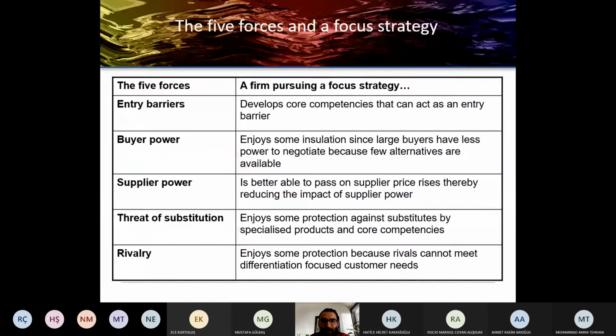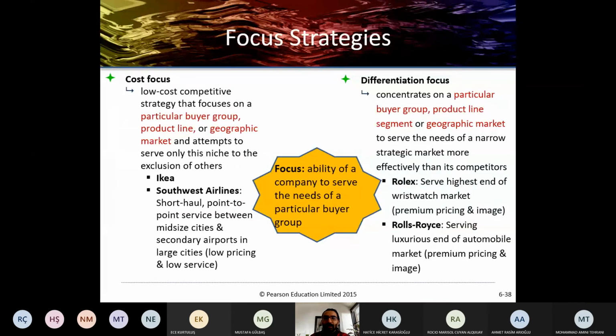Are the differences between cost leadership, differentiation, and focus strategy clear? Do you have any questions on that? Not so far. Okay, thank you, Mohammed.